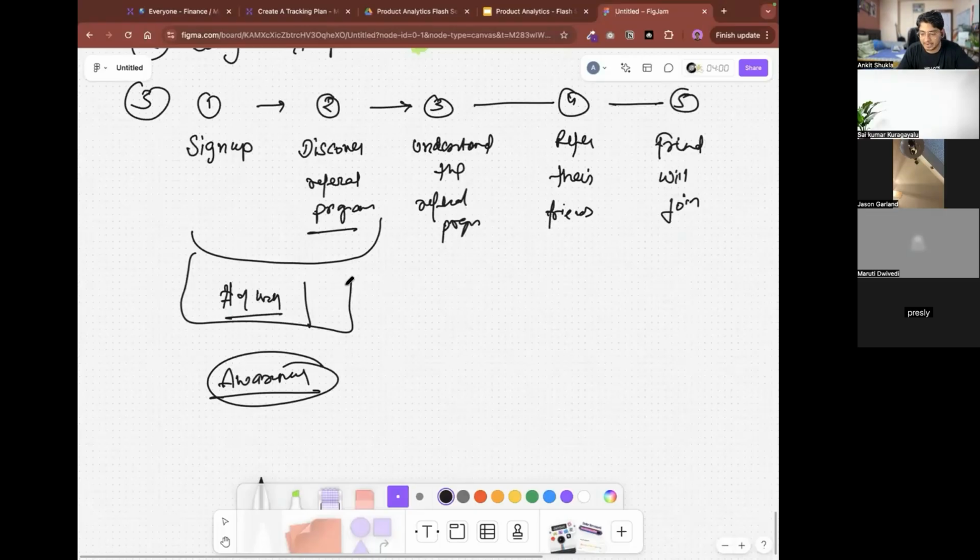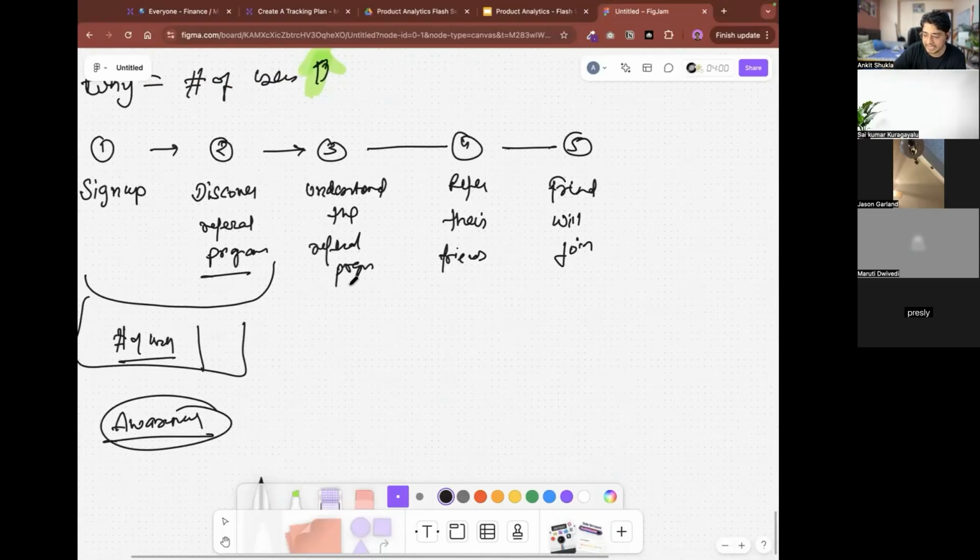Right? The second part is understanding the referral program and referring their friends. This is the adoption. They are aware of the product, but are they adopting it or not, whether they are using it or not.